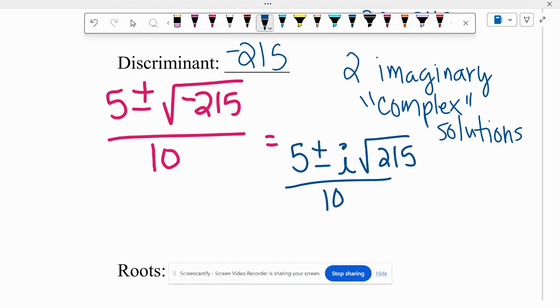Is it divisible by, let's see, 36? No, because it's not even. It's not going to be divisible by any even number. Is 215 divisible by 49? No, it's not. Just trust me.